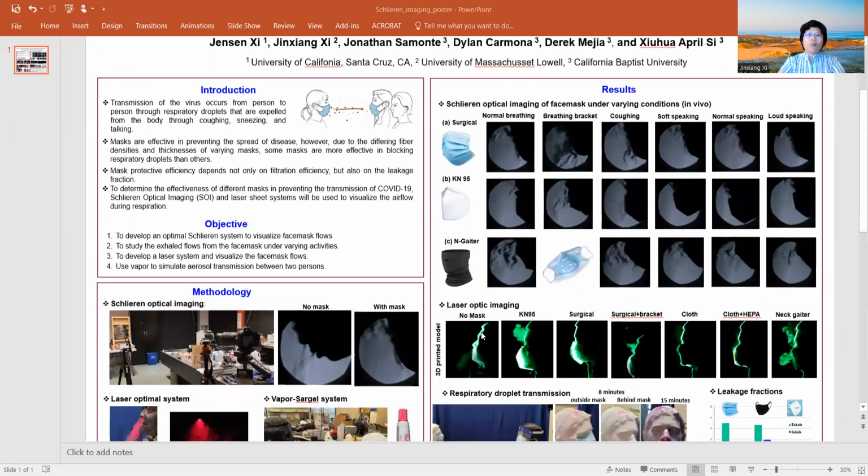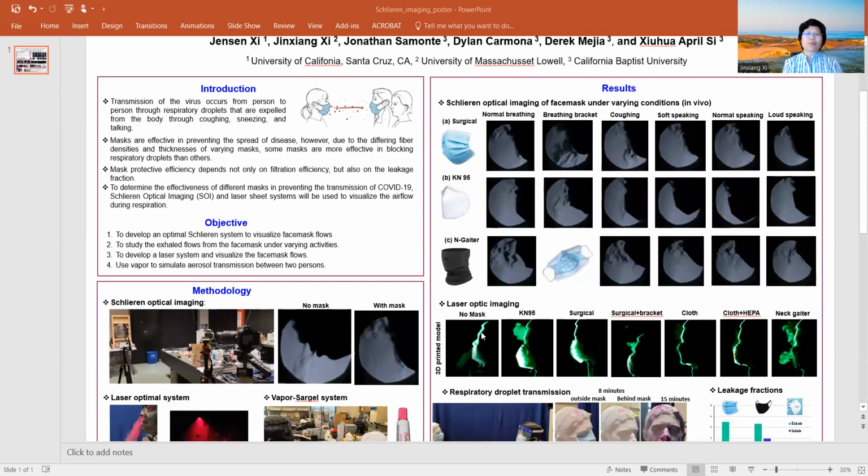block the airborne droplets through inhalation. People know masks through the filtration efficiency labeled on the box, but people have no direct idea how effective it really is. And mask protective efficiency depends not only on filtration, it also depends on the leakage fraction.